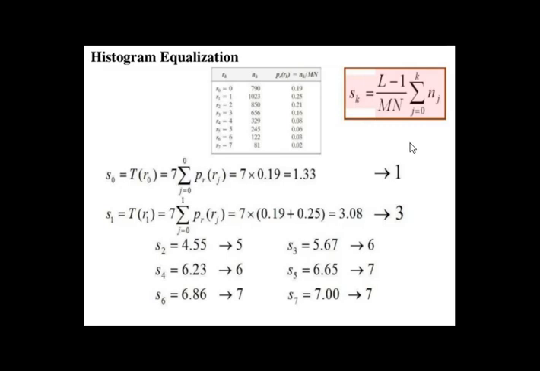Now for histogram equalization, the equivalent value of Sk is obtained using the formula L minus 1 upon MN into summation of Nj, where j is from 0 to k. So we are getting the different values of S0, S1, S2, S3 till S7. The values are 1, 3, 5, 6, 6, 7, 7, 7.